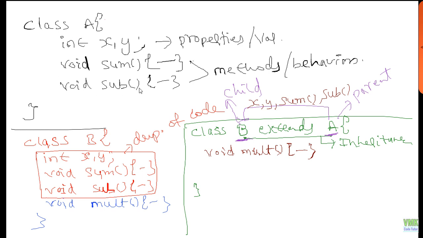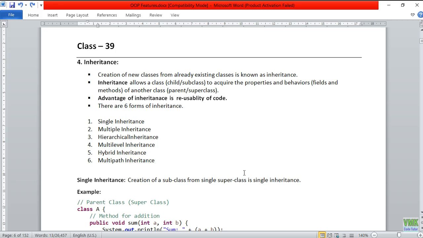It allows reusability of code, meaning write the code once and use it in any number of classes, anywhere you can use it. This concept is known as reusability of code. Next we understand that inheritance allows a child class to acquire the properties and behaviors of a parent class. Properties means fields, variables, and behaviors means methods. So the main advantage of inheritance is reusability of code: write once, use any number of times.